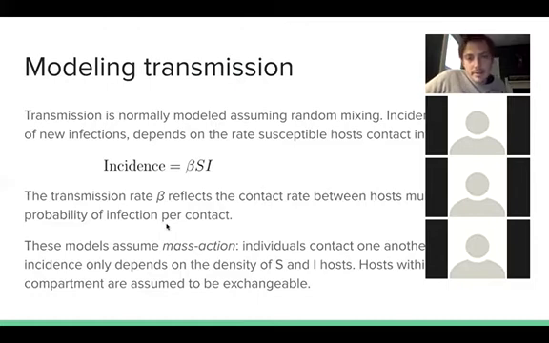And so what these models are assuming here is basically what we refer to in the physical sciences as mass action. The rate at which new infections are occurring will be equal to the density of susceptible and infected hosts. So the higher the density of susceptible and infected hosts, the more they will be coming into contact with one another and infecting each other. But we assume that each host within each compartment, within the S or the I compartment, is interchangeable. So we don't keep track of the individual identities of individual susceptible or infected hosts. We just keep track of the overall number of susceptible and infected hosts.